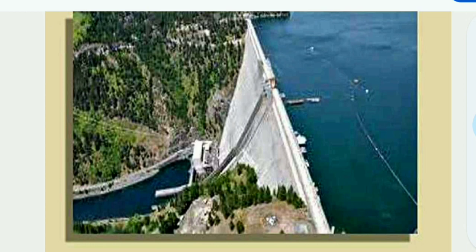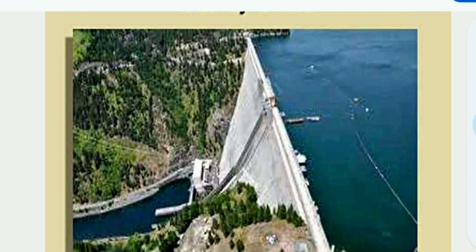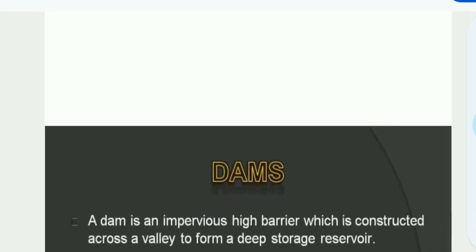Today I will talk about dams. You can see this dam, it is a gravity dam. Dams.